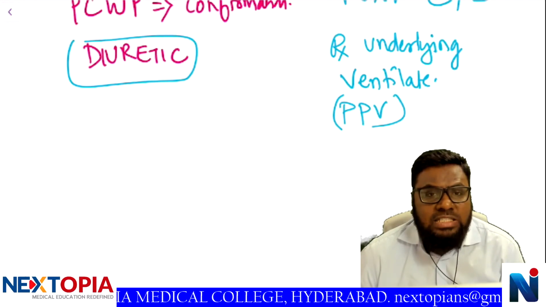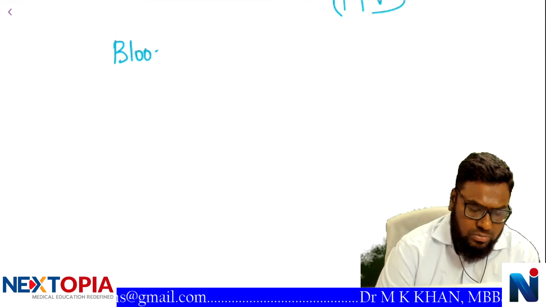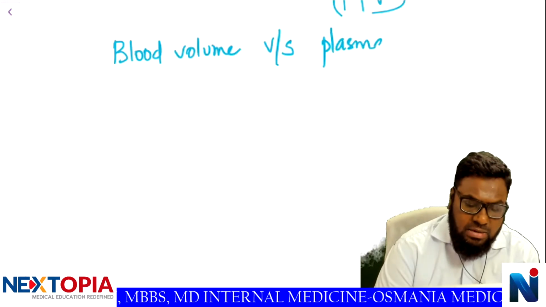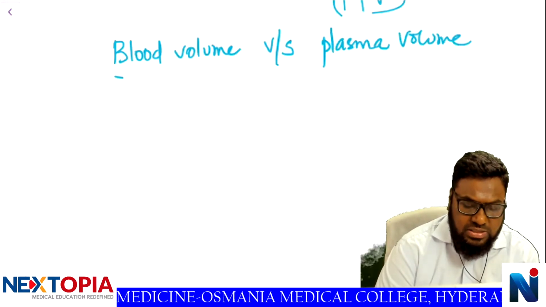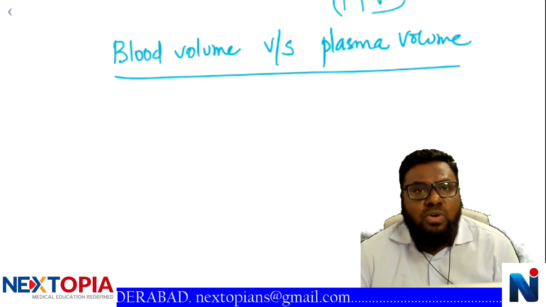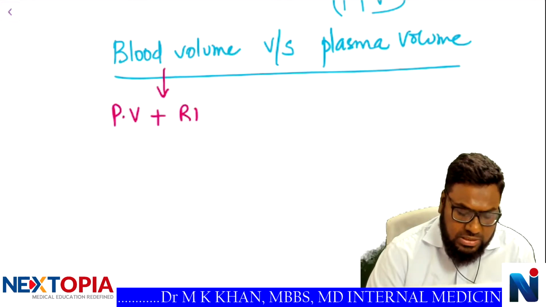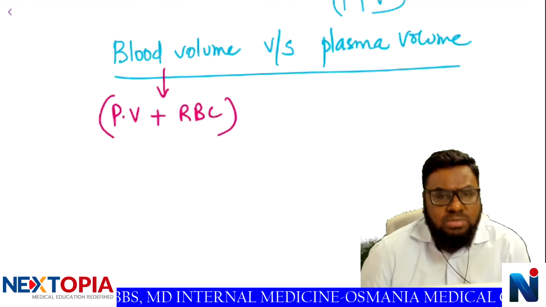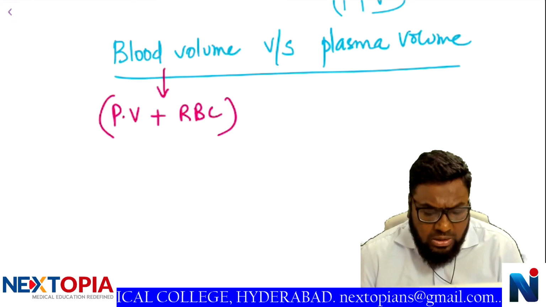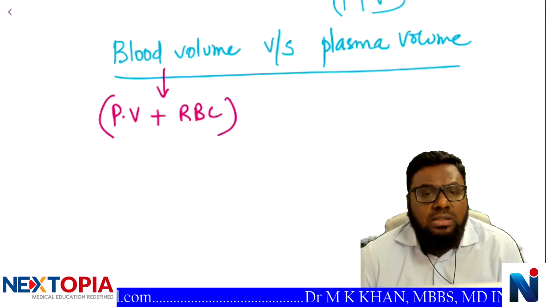The last point of today's discussion is how to differentiate blood volume from plasma volume. We use this terminology loosely, thinking that blood volume and plasma volume are equal. Let us see what the differences are, if any. Please remember, blood volume is the plasma volume plus the volume of RBCs, or cells present in the blood. Plasma volume is the blood volume that is devoid of cells. If you remove the cells, you get only the plasma volume.